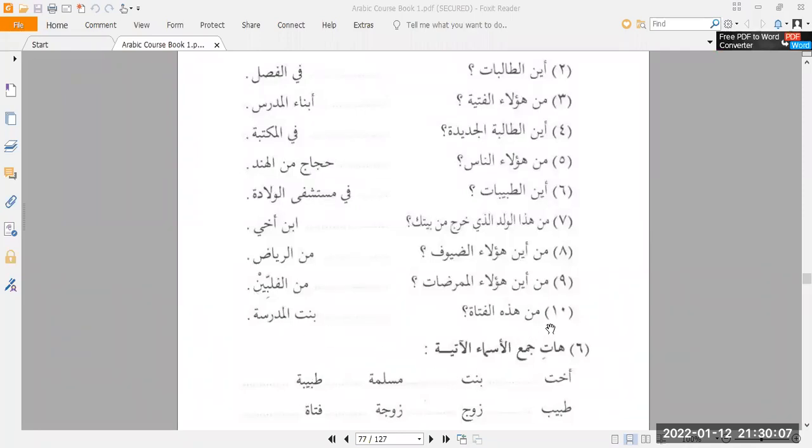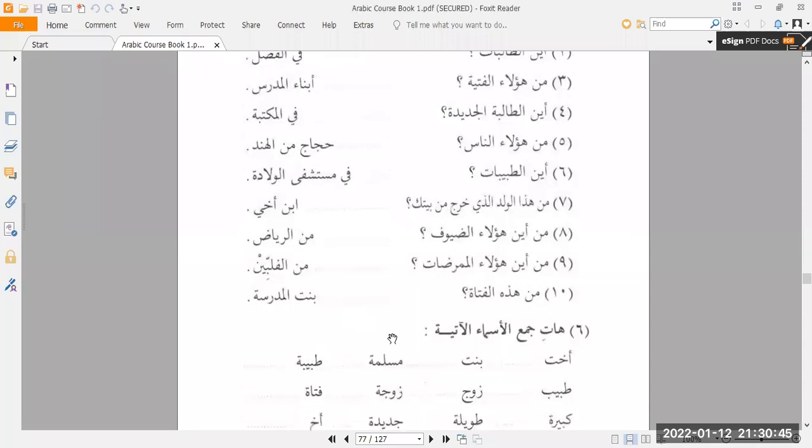And the last one for tonight, number 10. Man hadhihi al-fatatu. Who is this young girl? And the reply given is Hiya, that's correct. Hiya bintul mudarrisati, not madrasati. They did not put the tashdid on here, but by now they expect you to understand from the context of the sentence that she's not the daughter of the school. She's the daughter of the female teacher. So hiya bintul mudarrisati. She is the daughter of the teacher, obviously, teacher being feminine. So that was exercise number 5.